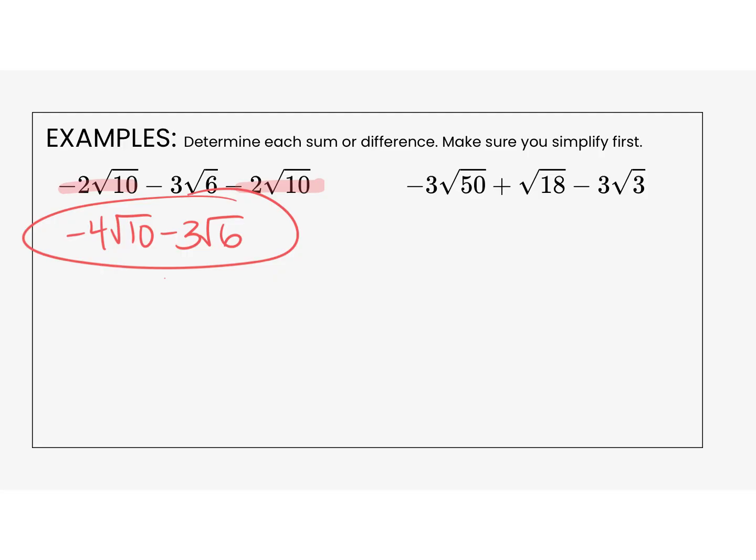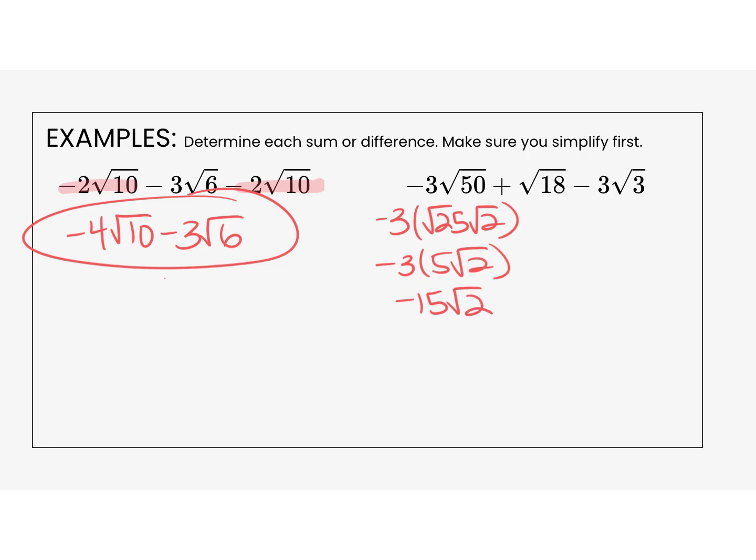Okay, this is number 12 on your paper. We've got 3 different roots here, so let's look at simplifying. 50, I know I can simplify. That would be 25 and 2, which is really 5 root 2. So that would be negative 15 root 2.